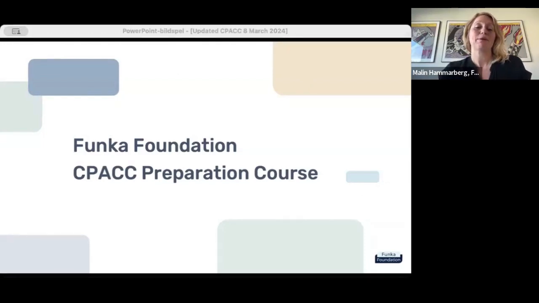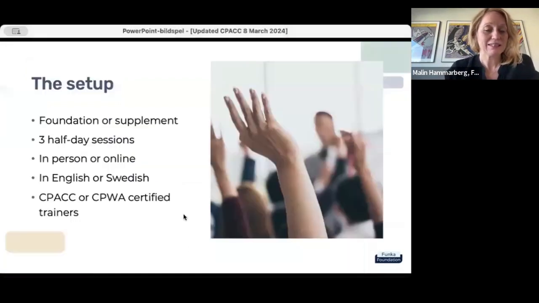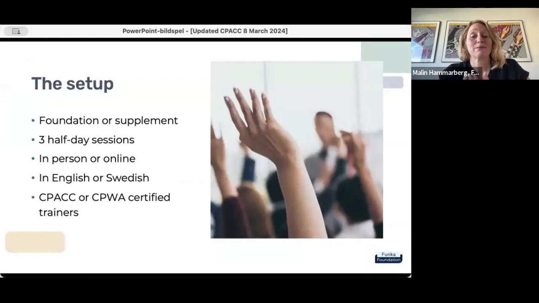And our CPACC preparation course at Funka Foundation has a setup where it works as a foundation for certification or as a supplement to self-studies. It depends on your previous knowledge. We are happy to customize the training for larger groups.